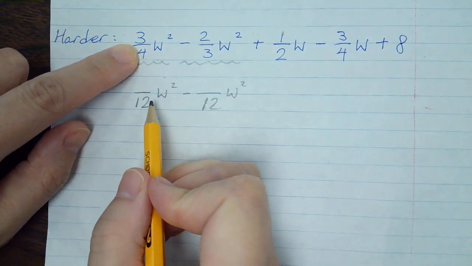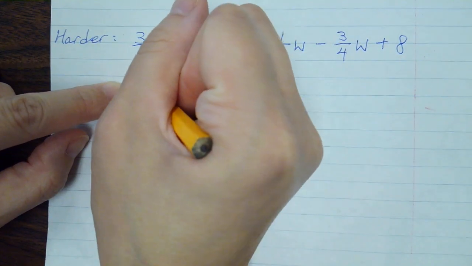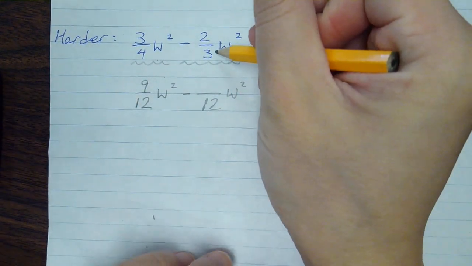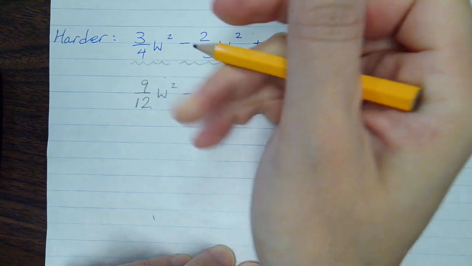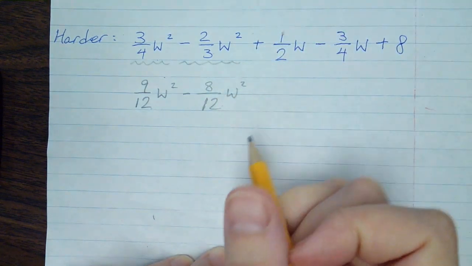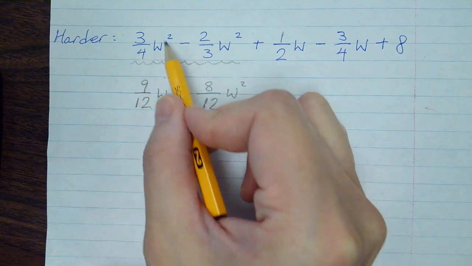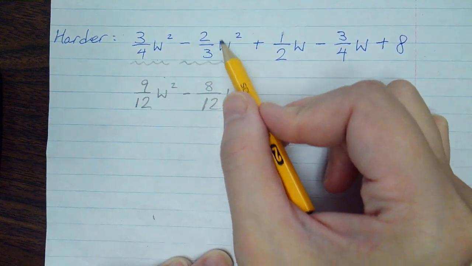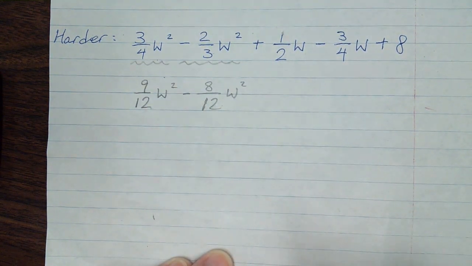Okay, so 4 times 3 gives you the 12. So 3 times 3 gives you 9. 3 times 4 gives you 12. So 2 times 4 is 8. So this is equivalent to this. So I just multiplied this whole thing by 3. I multiplied this whole thing by 4 so that I get the same denominator.